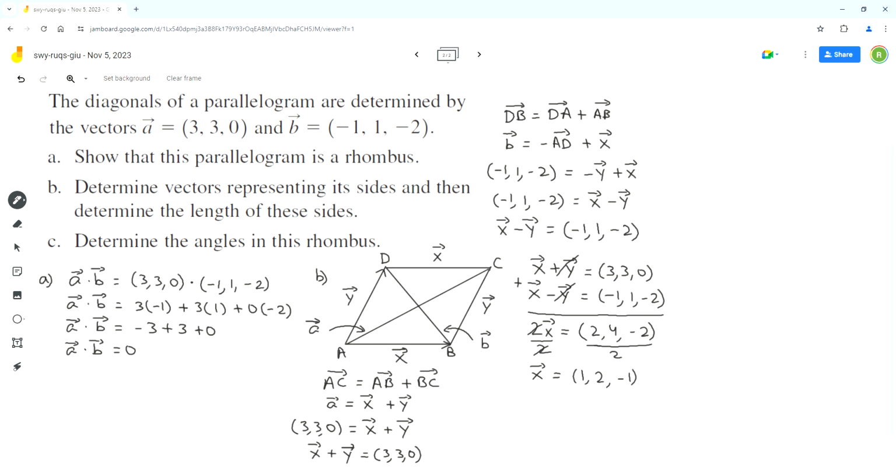Now we have to find vector y, and for that we can sub in this vector x in one of the two equations we got. So we can use this equation here. So we get, now we can move this vector 1, 2, negative 1 to the right side of this equation to isolate vector y.